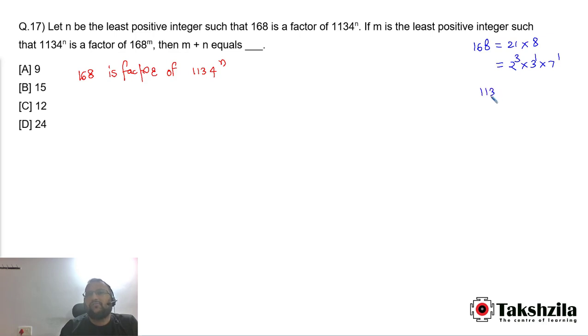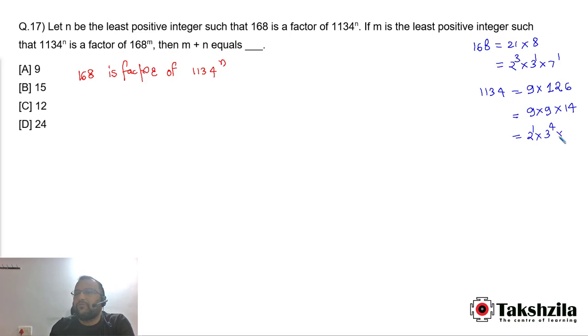Now 1134, this number is divisible by 2, this number is divisible by 3, this number is divisible by 9 according to sum of digits. So this number is nothing but 9 into 126, since 9 ones are 9, 9 twos are 18 and 9 sixes are 54. 126 is again divisible by 9 into 14. So the prime factorization is 2 to the power 1, 3 to the power 4 into 7 to the power 1. So now 168 is a factor of 1134 to the power n.